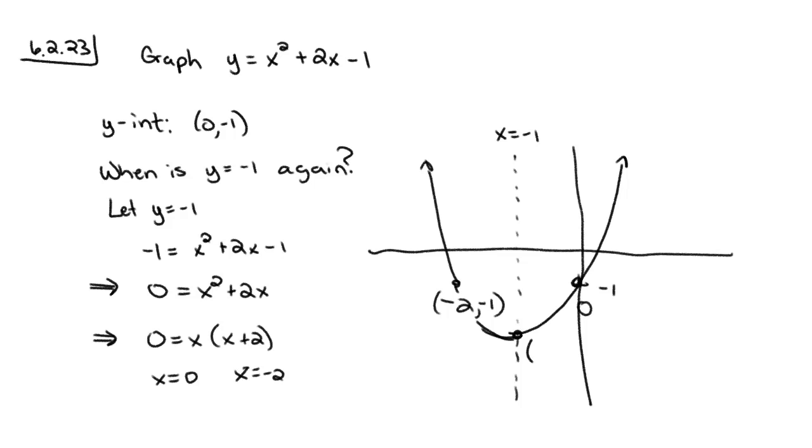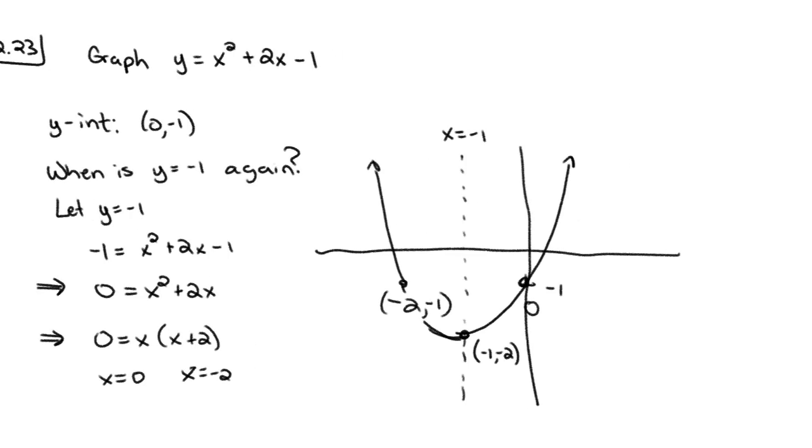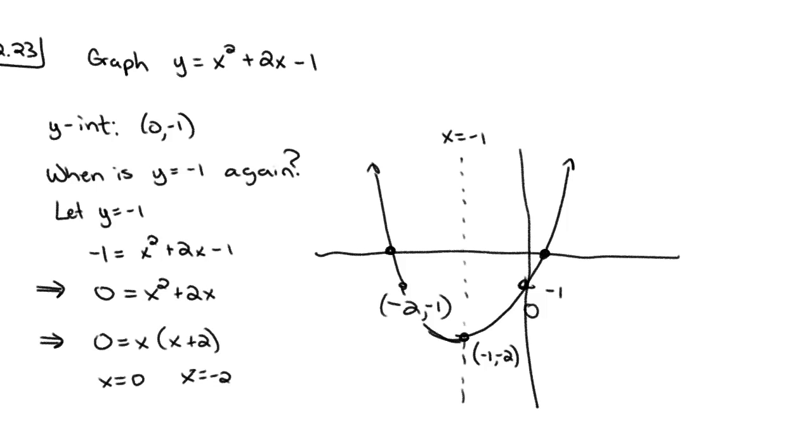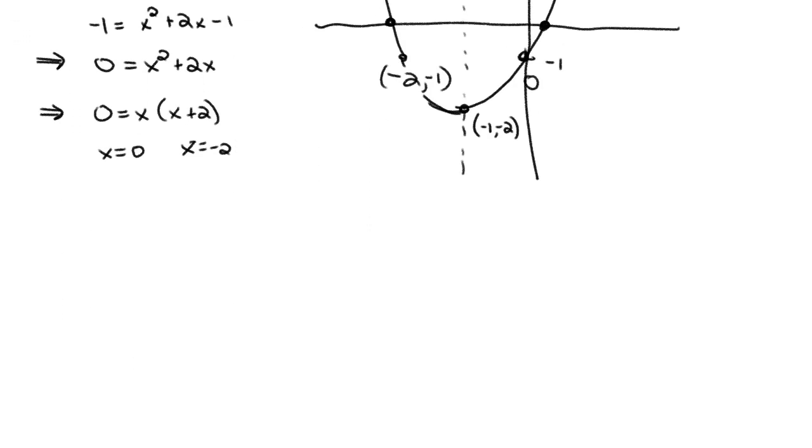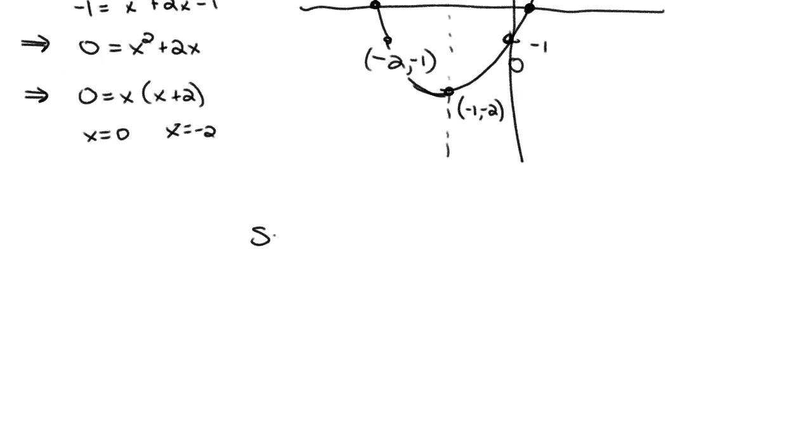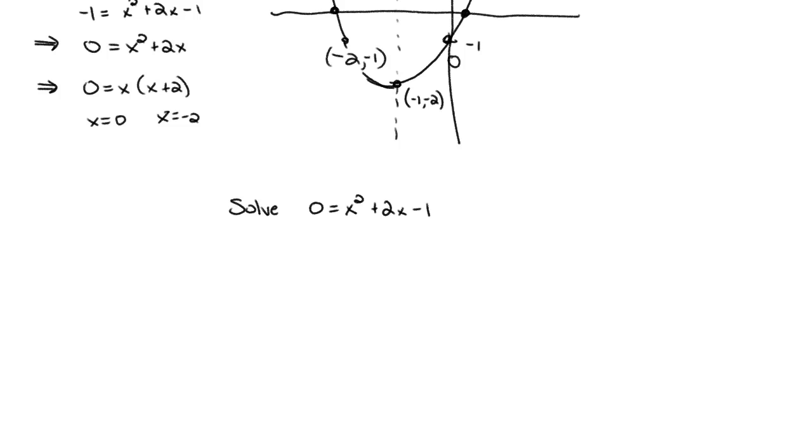Again, that's x equals -1, y equals -2. Now it also said find all intercepts, so we want to find those x-intercepts as well. That would just be allowing y to be 0 and solving that. So we're going to solve 0 is equal to x squared plus 2x minus 1, and that just involves the quadratic formula.